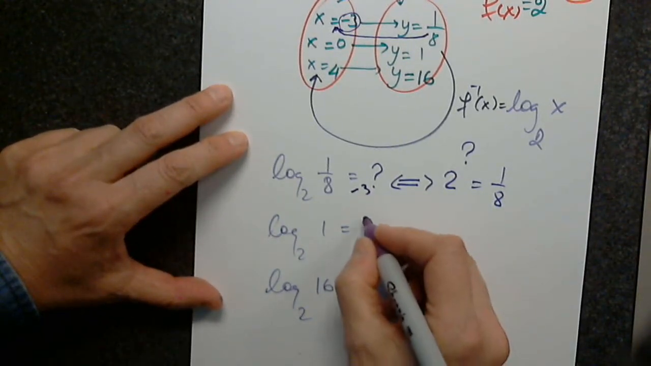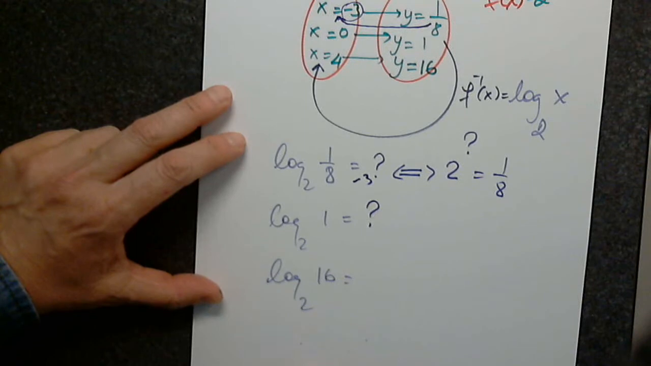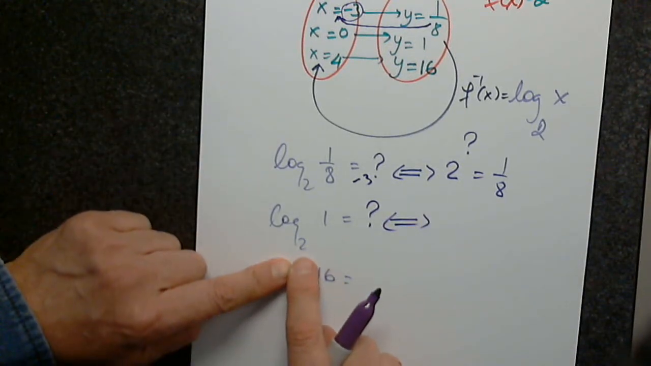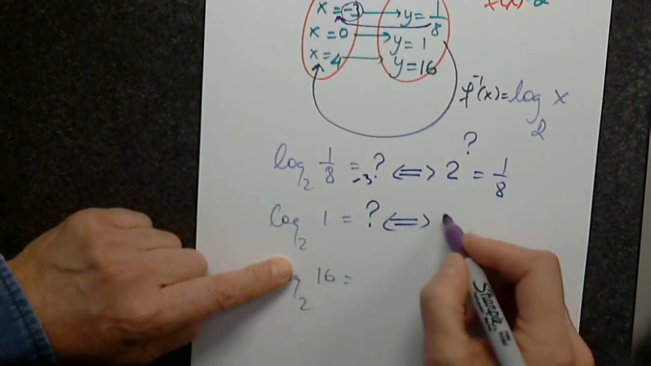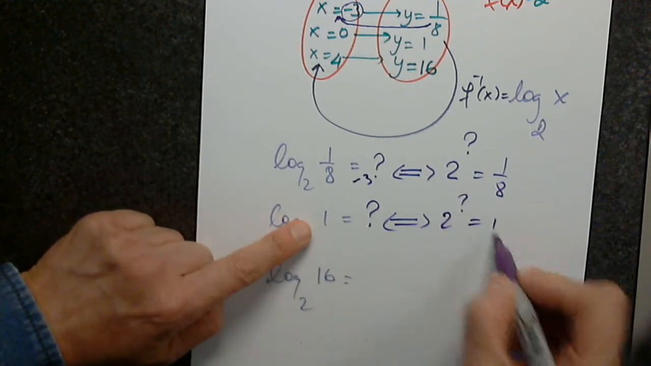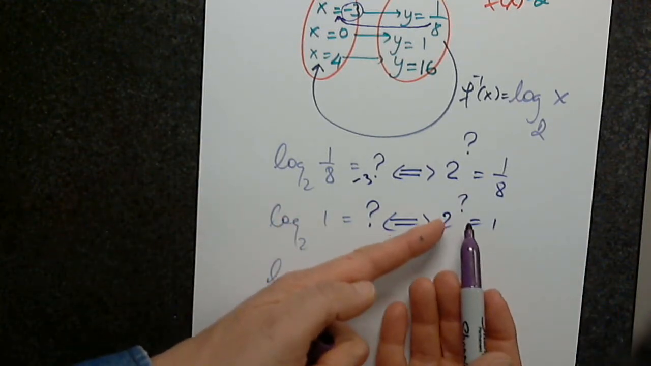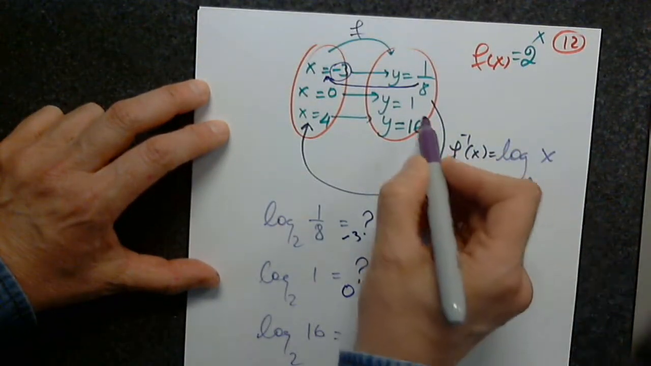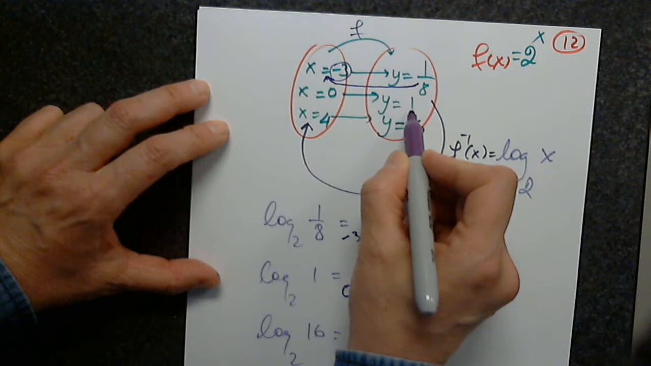Okay, so now this is a question. This is equivalent to, can anyone tell us what to write? 2 raised to whatever equals 1. What could this number be? 0. It must be 0. So then when we apply log base 2 to 1, what do we get back?